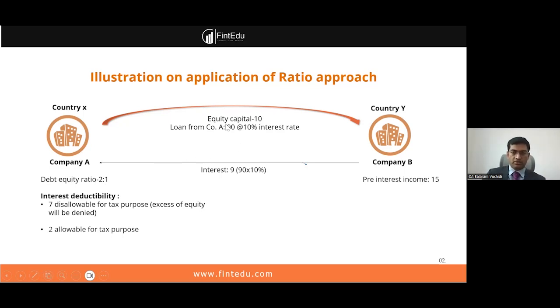In which case the deductible amount of interest can only be limited to the 20 dirhams related amount, which comes to 2 dirhams, 10% interest rate on 20 dirhams of deductible loan amount. It comes to only 2 dirhams. So which means 7 dirhams of interest is not allowed as deduction. Only 2 dirhams is going to be allowed as deduction. So this is what will be followed if you have any ratio approach of debt equity.